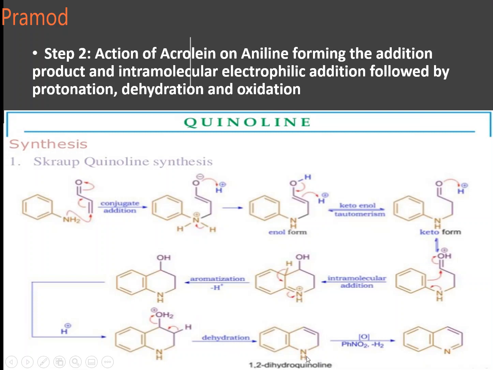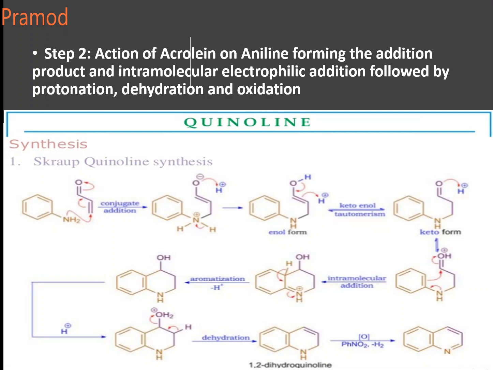You get a 1,2 at one position, nitrogen, and at the second carbon there is saturation. That's why it is known as 1,2 dihydropyridine. And this undergoes oxidation in presence of nitrobenzene to give you your final product, that is your quinoline. So this is the overall set of steps involved in your Skraup synthesis.